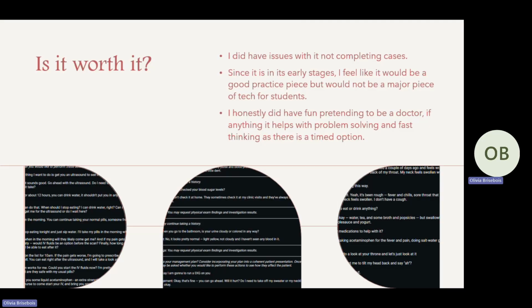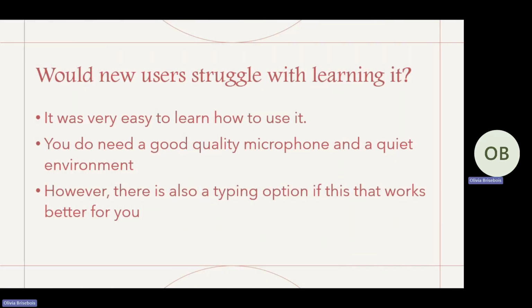I did have fun playing with it though. So, would new users struggle with it? I found it very easy. It's essentially just talking to a robot. You do need a good quality microphone though and a quiet environment, because it will constantly not understand you, especially if you're using the voice to text option, it will give you new words. But as it says here, there's also a typing option if that works better. I did find it worked a little bit better, but it was a bit slower to respond with that.